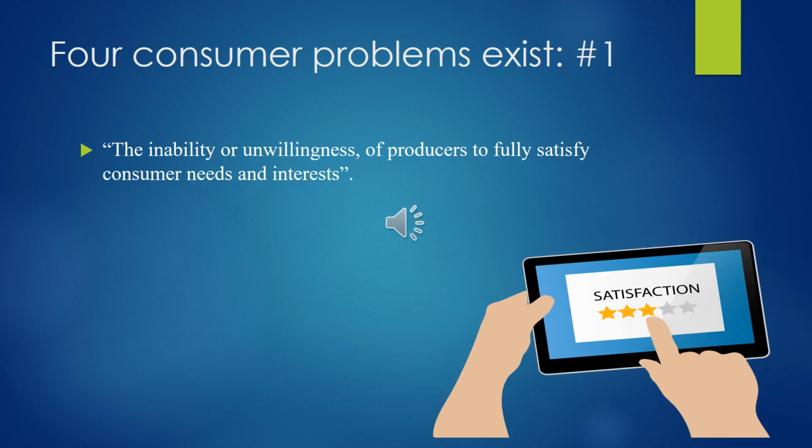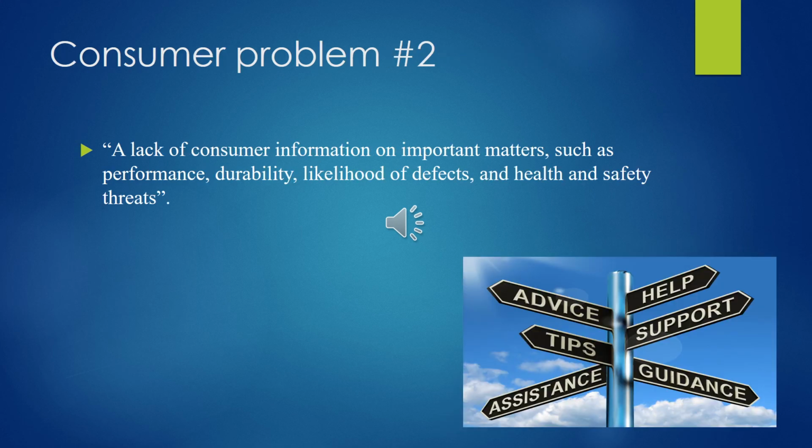Four consumer problems exist. Number 1, the inability or unwillingness of producers to fully satisfy consumer needs and interests. Consumer problem number 2, a lack of consumer information on important matters such as performance, durability, likelihood of defects, and health and safety threats.